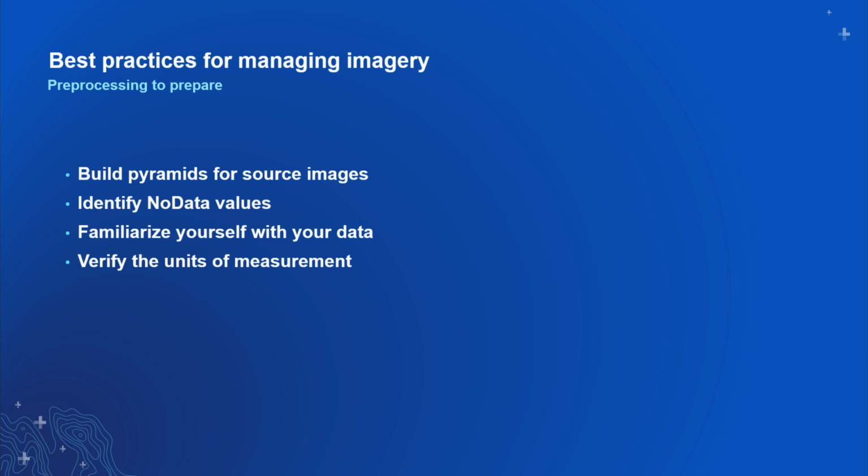When it comes to pre-processing your data, we recommend building pyramids on your source rasters before consuming them in a Mosaic dataset. Just allows for faster processing and display. Make sure that you're familiar with your data. Identify what your node data values are. Make sure that you know what your units of measurement are.